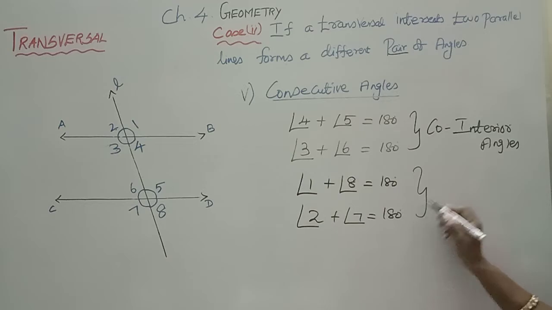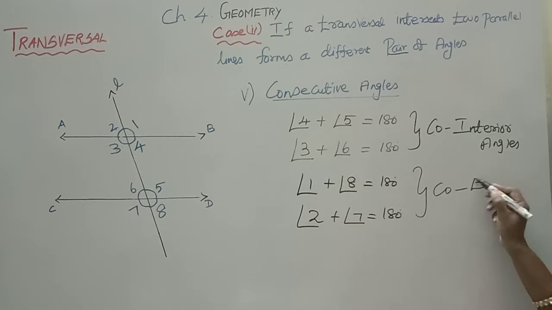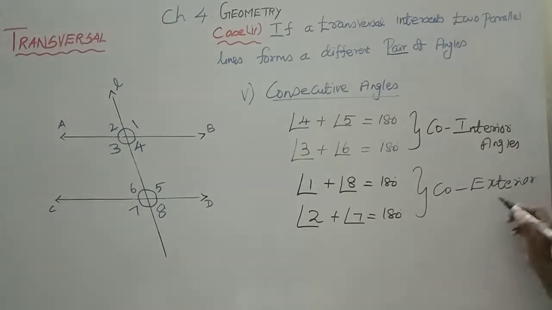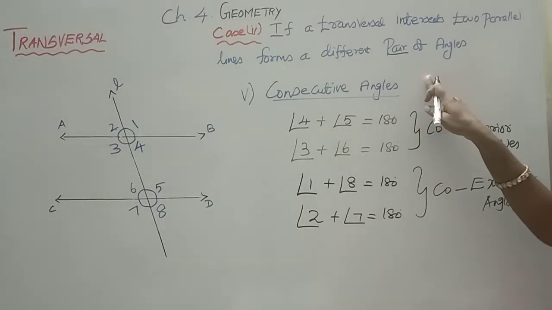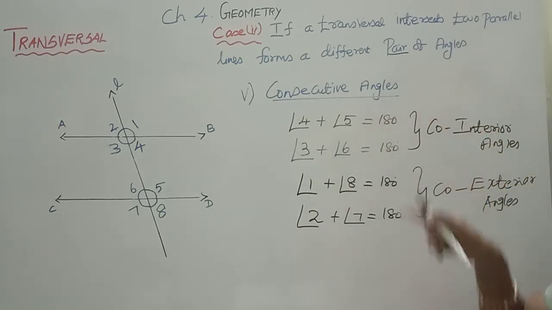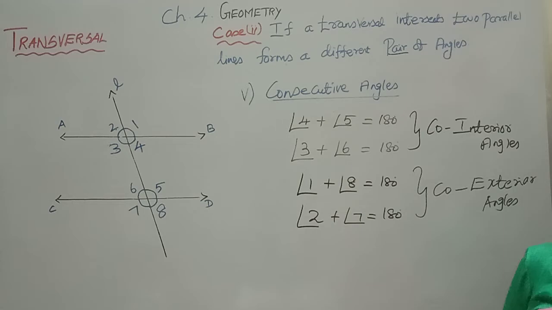And here these two are co-exterior angles. So we are giving the name consecutive angles. What is the name of these angles? Consecutive angles. What is the meaning? Their sum will be equal to how many degrees? 180 degrees. That is, they will make a linear pair.